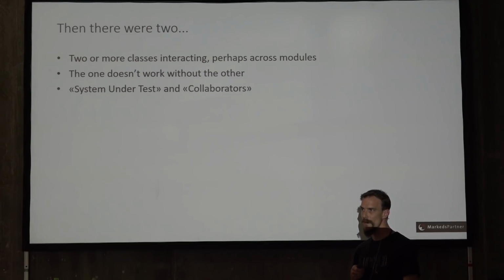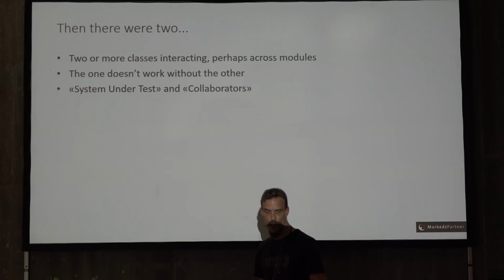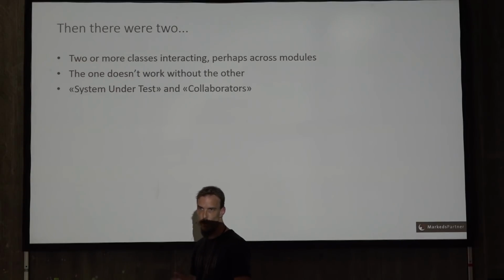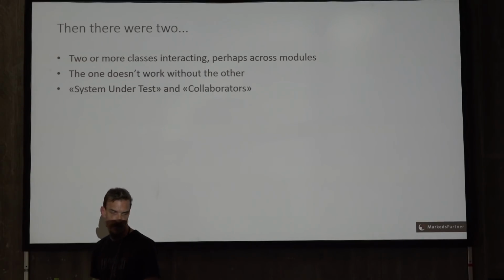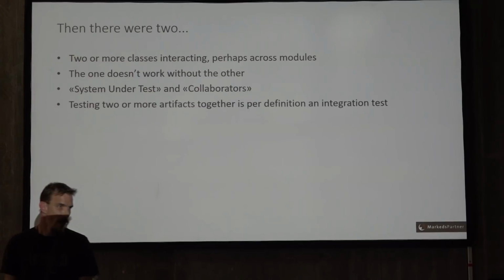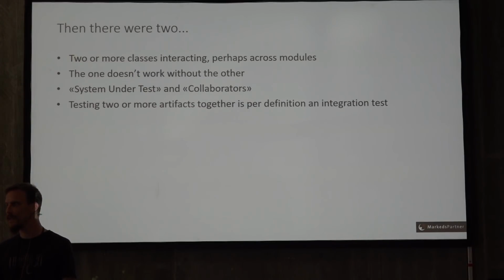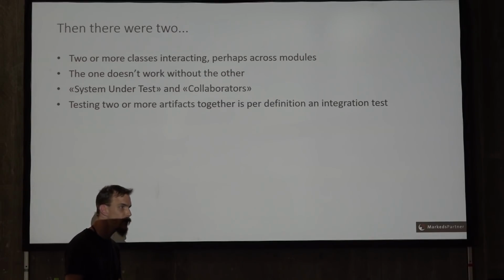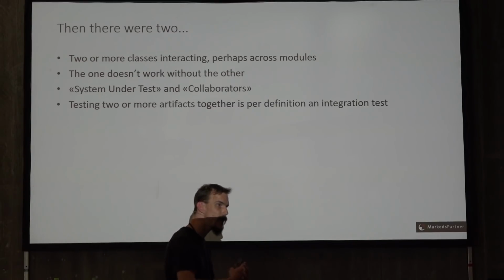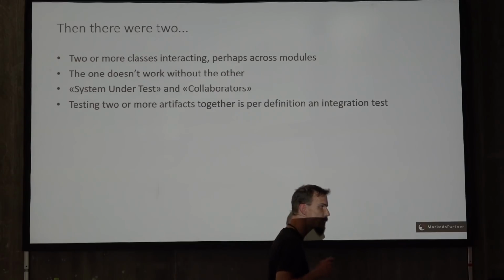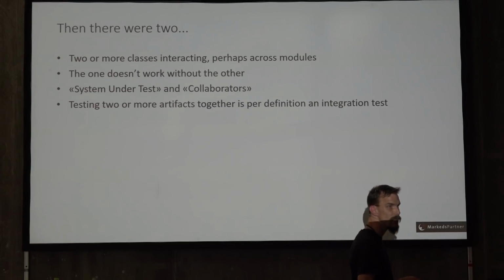When we have that scenario, we call the thing that you're actually testing the system under test, and the other one, or the other ones, the collaborators. And when you do this, this is per definition an integration test. It doesn't have to be a database, but it is actually two different artifacts interacting together. So interaction tests start the minute we start combining classes.